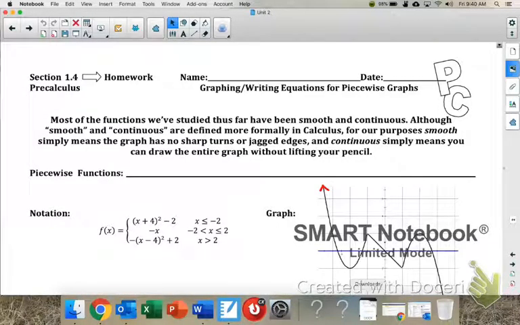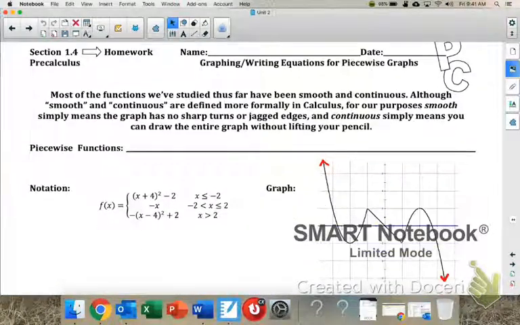Today we're going to talk about piecewise functions, and for piecewise functions we're going to do three different things. We're going to learn how to evaluate them using both a graph and an equation. We're going to write equations, and we are going to graph piecewise functions from equations. So real quick start, you see a piecewise function here.